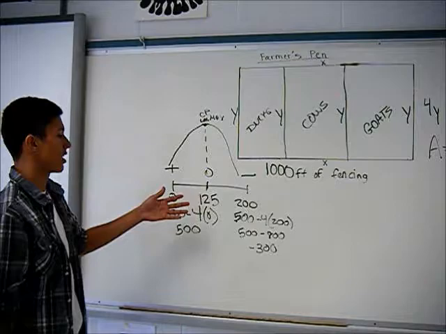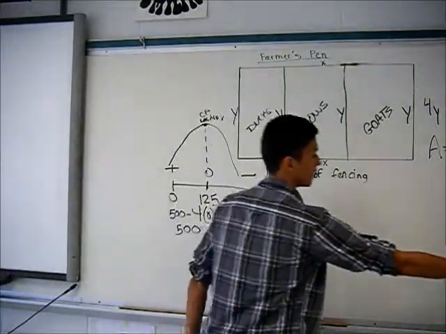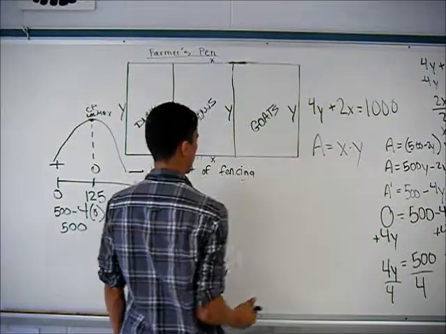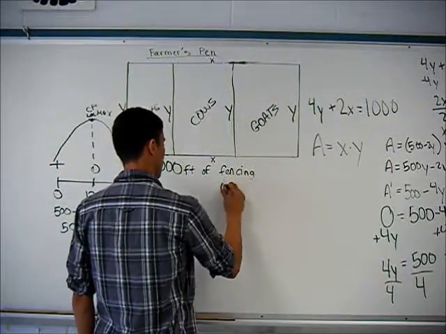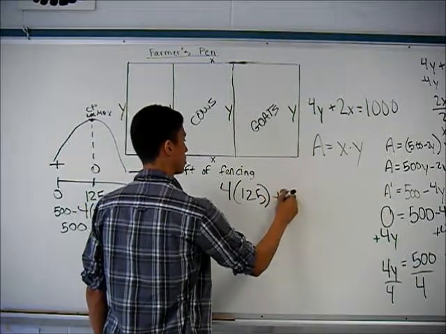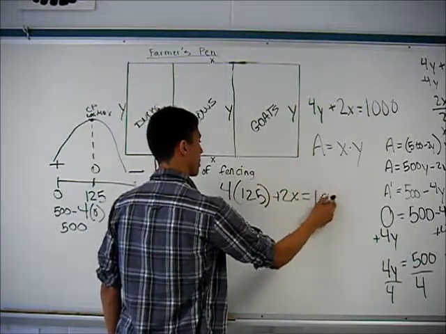And now that you know that 125, which you got from here, is the highest you can do, you can plop it right into this equation. So 4 times 125 plus 2x equals 1,000.